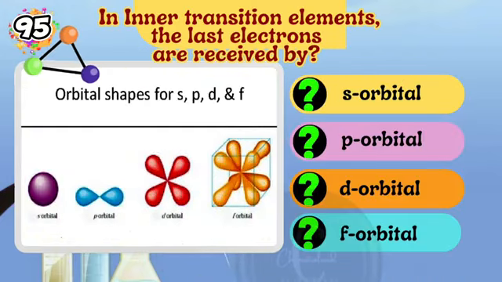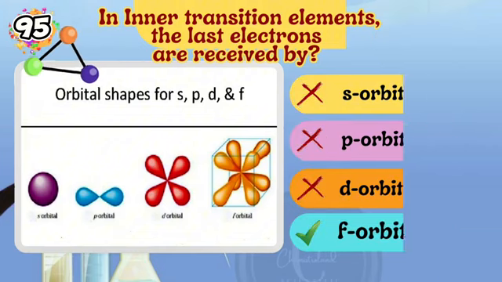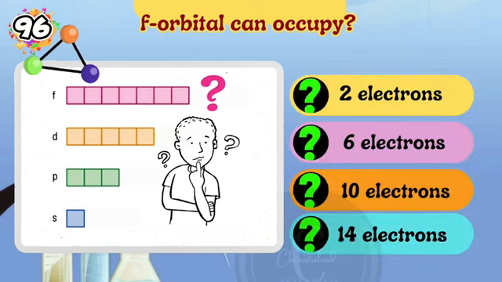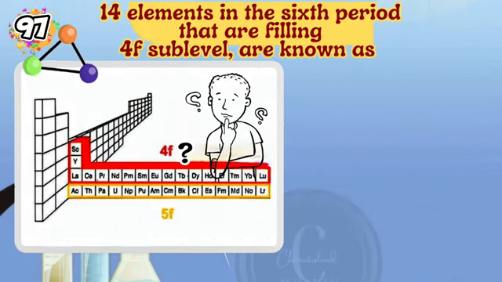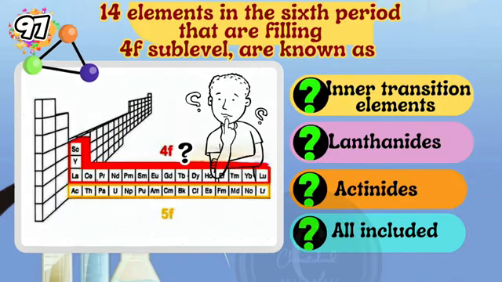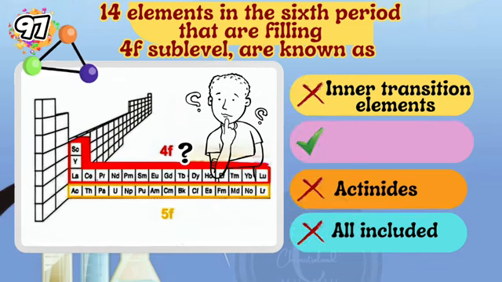In inner transition elements, the last electrons are received by F orbital. F orbital can occupy how many electrons? It can occupy 14 electrons. 14 elements in the sixth period that are filling 4F sublevel are known as lanthanides.